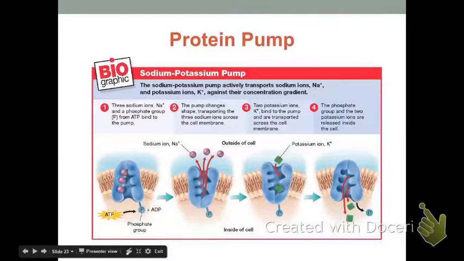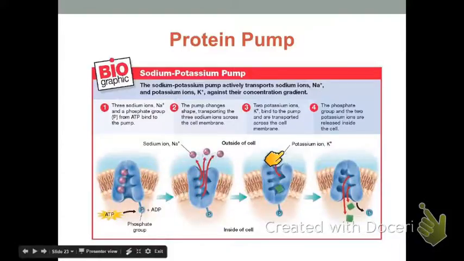So protein pumps, you have this example in your notes as well. Basically, the sodium-potassium pump actively transports sodium ions and potassium ions against their concentration gradient. So 3 sodium ions and a phosphate group from an ATP bind to the pump. This is just showing you that it takes energy when it's talking about that ATP. As soon as that ATP is there, those 3 sodium ions will be able to go outside of the cell.